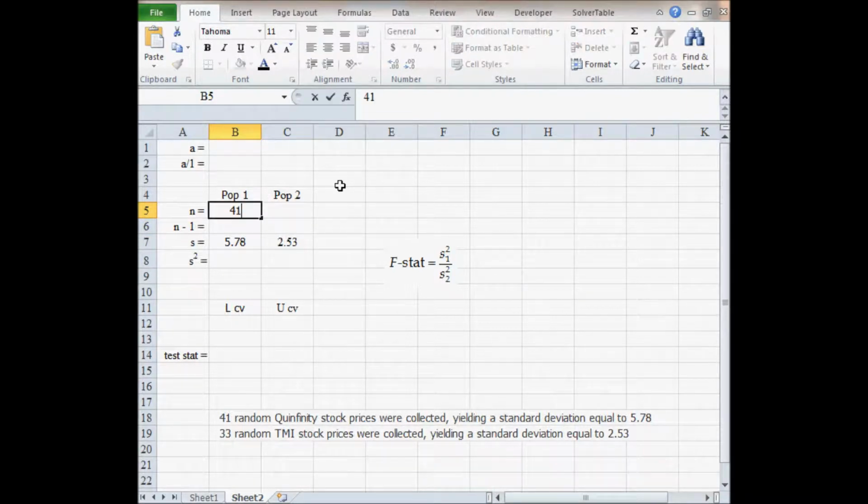The 41 stocks were used to compute the sample variance, or sample standard deviation, 5.78. The 33 TMI stocks were used to compute the standard deviation of the TMI stock price. The degrees of freedom for population 1 is 41 minus 1. The degrees of freedom for population 2 is 33 minus 1. The sample variance is the square of the standard deviation. So we'll repeat that again.